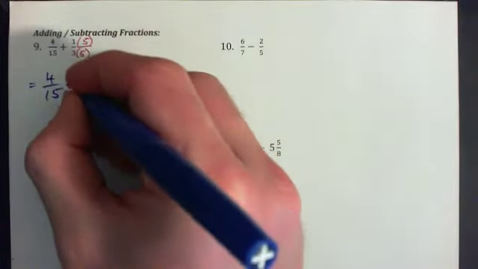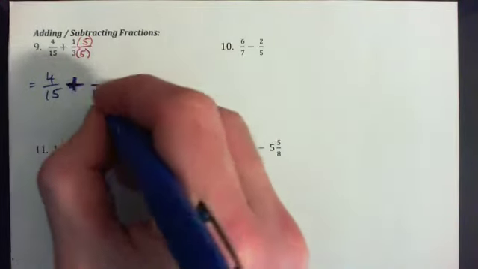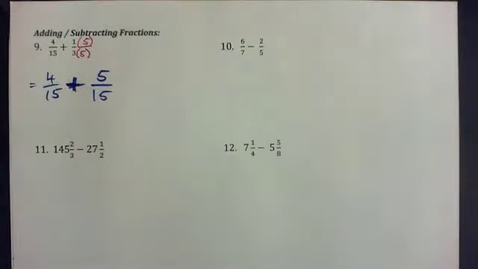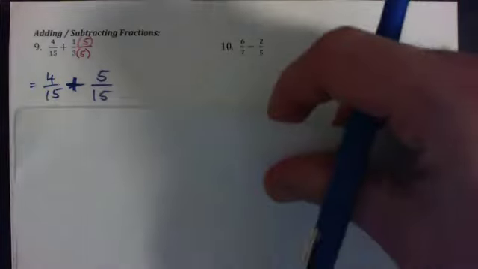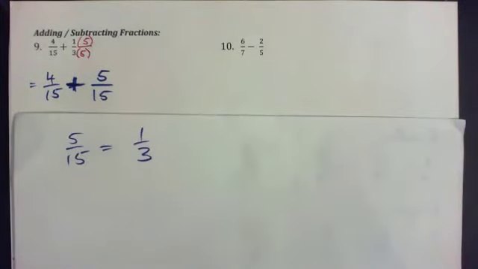So we have 4/15 plus, now 3 times 5 is 15, we have 15, so we have the same bottom, but 1 times 5 is 5. So instead of 1/3, we have 5/15, and that's the same thing. Okay? 5/15 is equal to 1/3, isn't it? It's the same quantity, it just looks different, right?